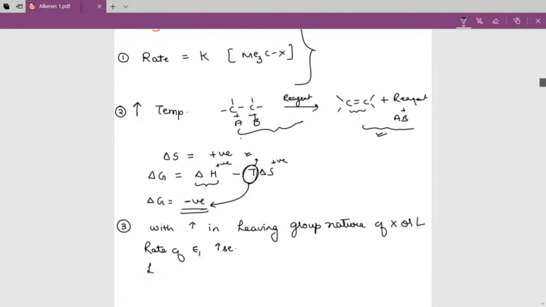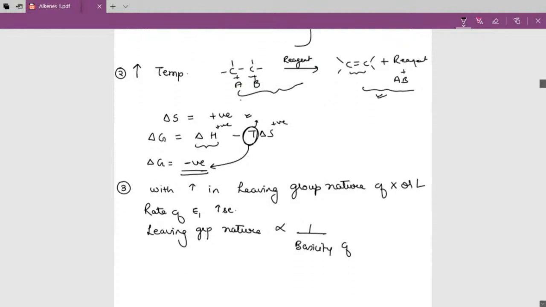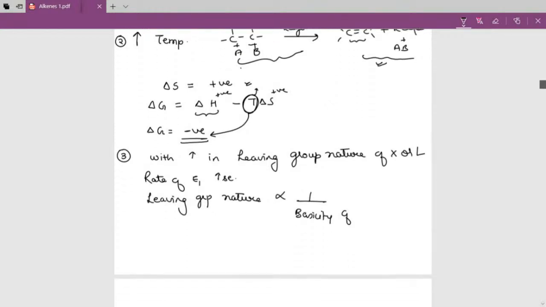Okay, and the leaving group nature is inversely proportional to the basic strength, basicity, not the physical basicity, that is the number of H plus this base will accept. No, not that. The strength, basic strength, basicity of the leaving group. As it becomes a poorer and poorer base, it becomes a better and better leaving group. Is it okay?